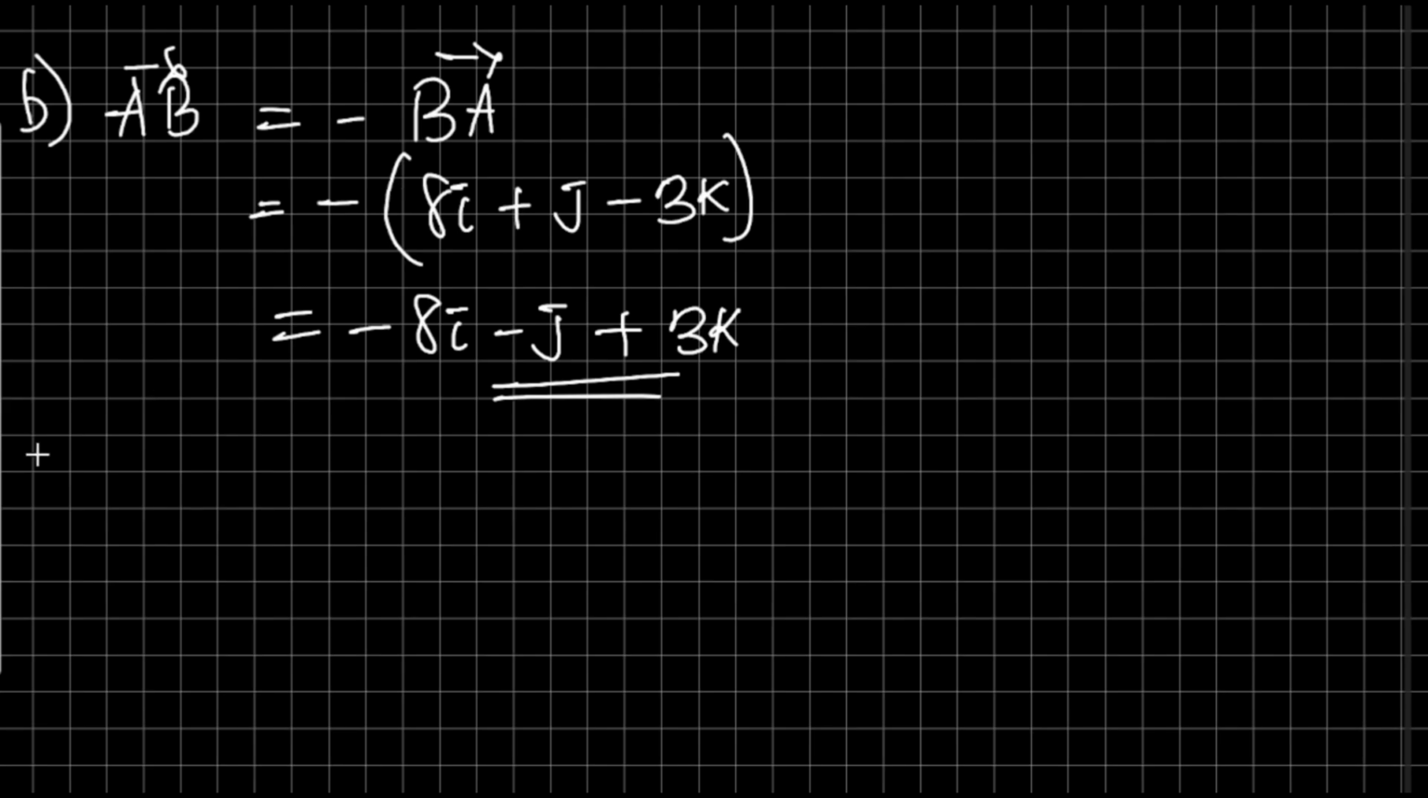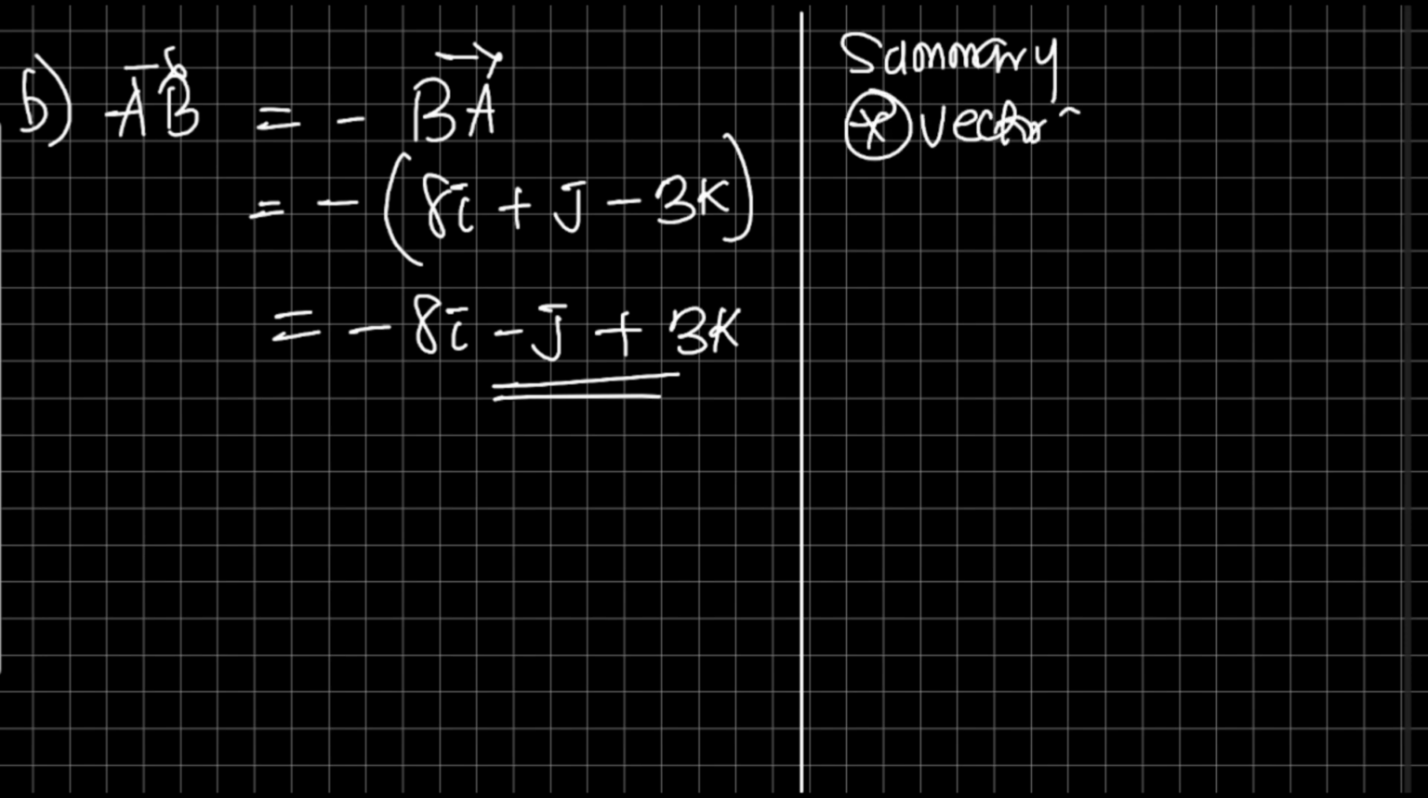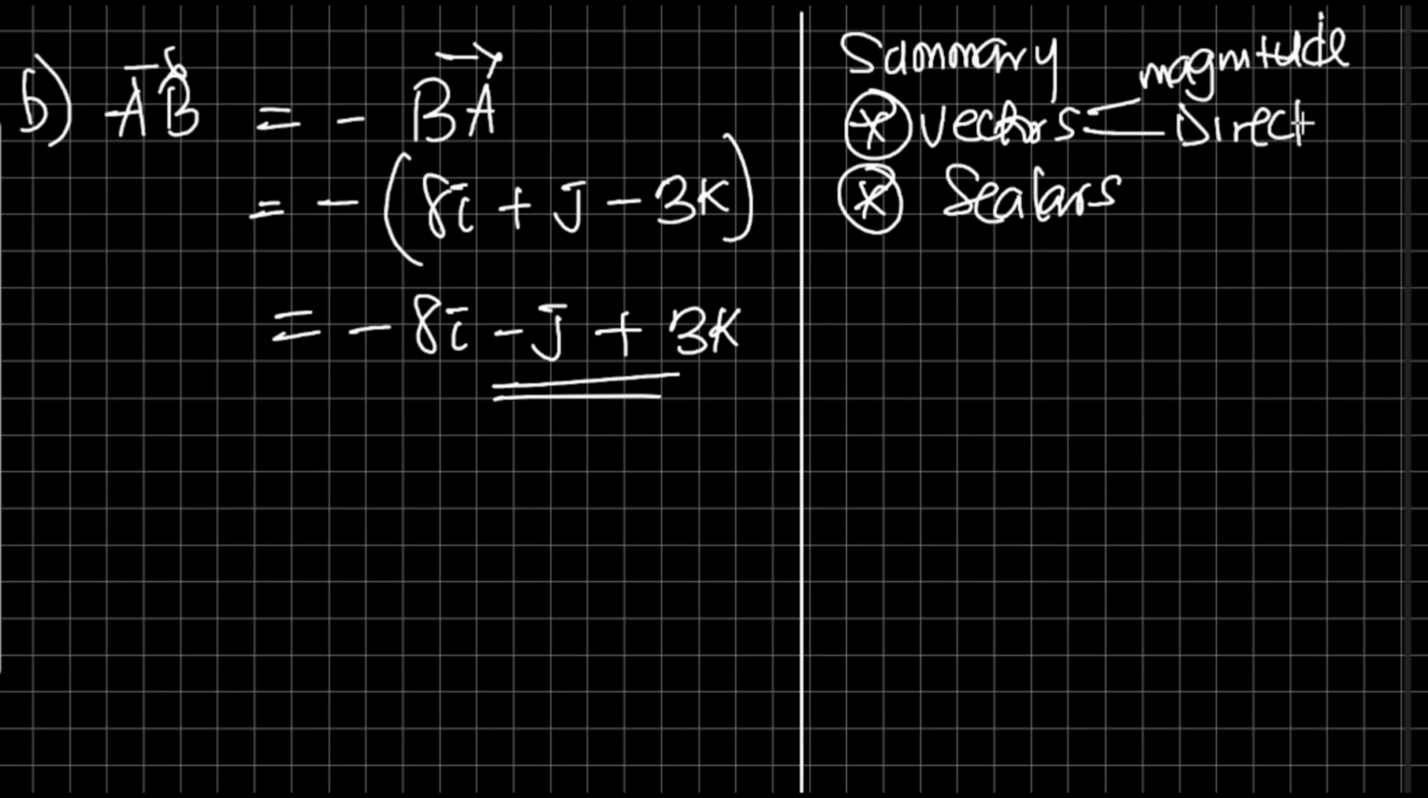So alright guys, in this lesson we've looked at vector notation. As a form of summary, in this part of the lesson we looked at vectors and we looked at scalars. Okay, we talked about a vector as an object with magnitude and direction. We talked about a scalar as an object with magnitude only, no direction.